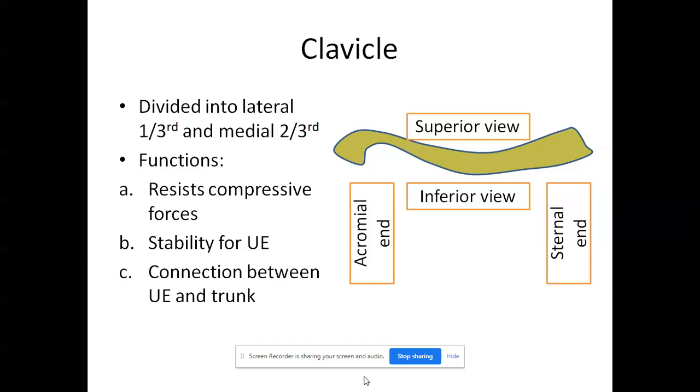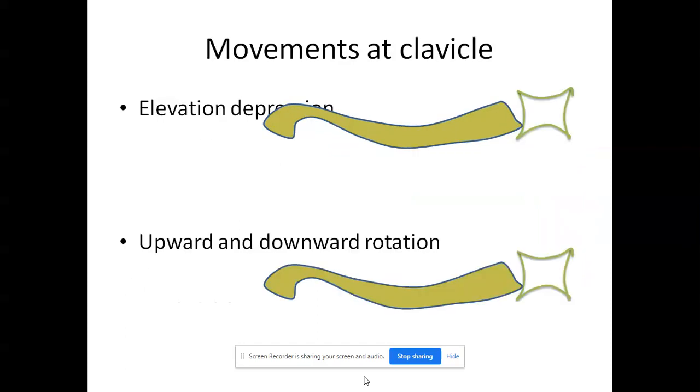Coming to the functions of clavicle. First one, it resists compressive force. Second one, it is known for stability of the upper extremity. Third point, it is the only connection between upper extremity and the trunk.